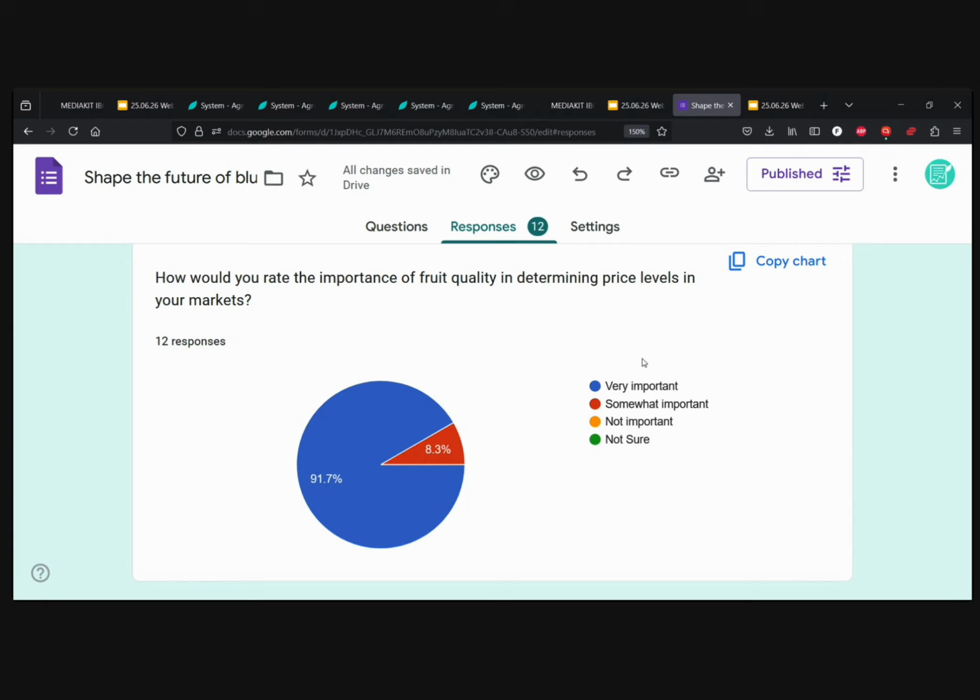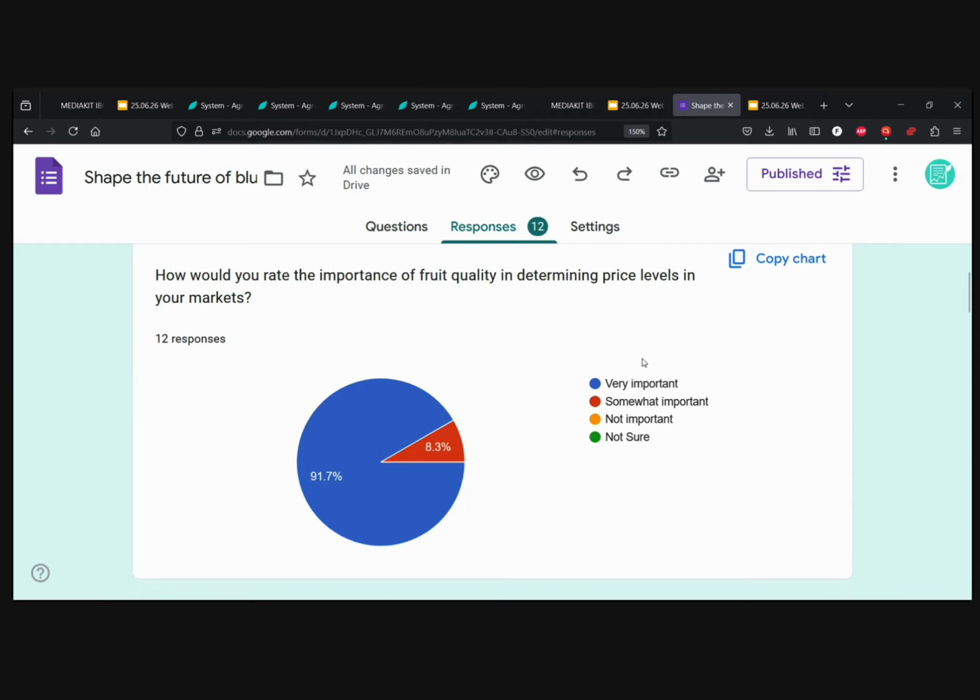So the first question was, how would you rate the importance of fruit quality in determining price levels in your market? And percent of respondents said it was very important, which offers a bit of perspective for the conversation that we're having.